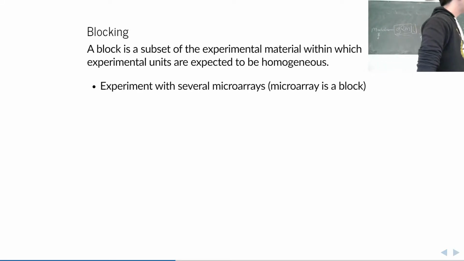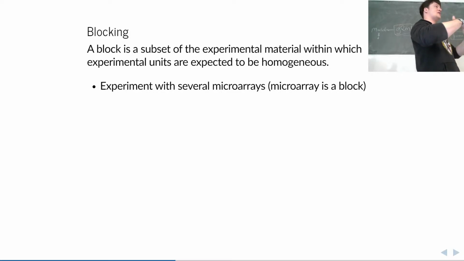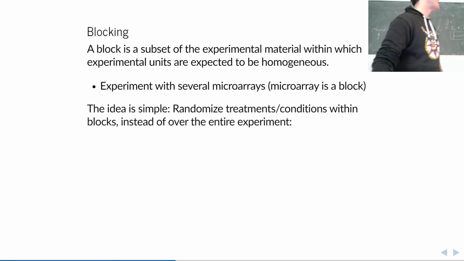Here are some other examples. An experiment with several microarrays. Let's say that you need more samples than fit on one microarray. Then you should keep in mind that every microarray is not perfect. There are small differences in how they are shaped. They are manufactured just like anything else, with small flaws in it. So it could be that one microarray is slightly thicker than another, slightly more opaque than another, etc. So you could consider them blocks.